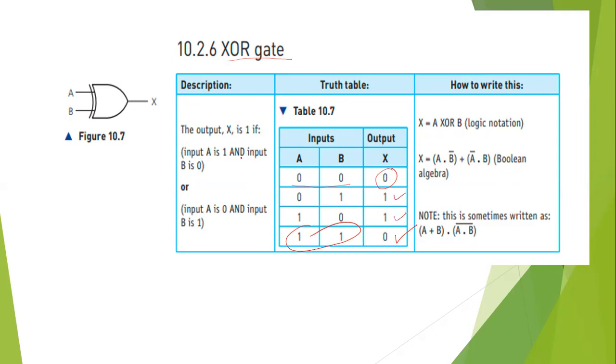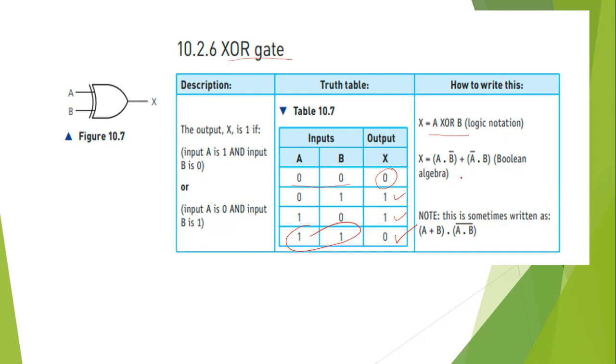So its reading is basically a complex gate. The output X is 1 if input A is 1 and input B is 0. So both inputs must be different, so you can produce output 1. Or if input A is 0 and input B is 1, so you can produce 1. You can see how to write this: A XOR B. You always write A XOR B as logic condition.